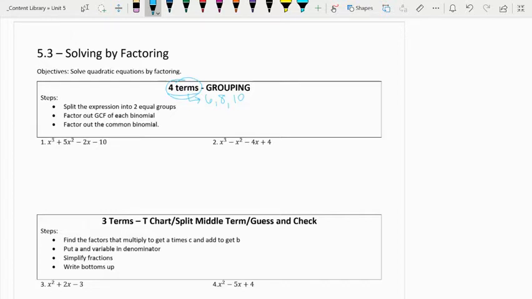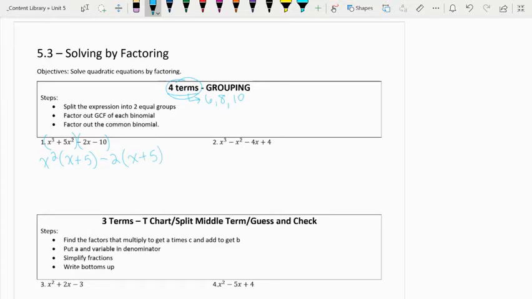So if we look at the first one, when we cut it in half, we're focusing on the first set of parentheses first. x cubed plus 5x squared. The thing that they have in common is an x squared. We're going to factor it out, and we're left with x plus 5. Then we look at the second pair of parentheses, negative 2x minus 10. You can factor out a negative 2, and you're left with x plus 5.